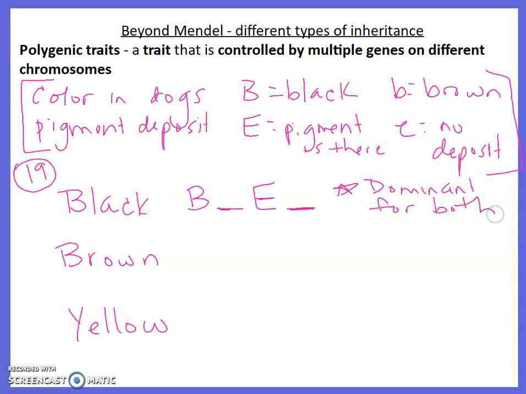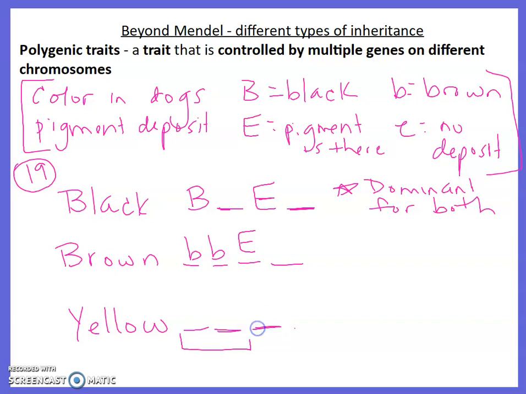Okay. For the brown, you have to have lowercase b because it's the recessive trait, and then you have to have the capital E. So you need to have the recessive and then the capital E in order for the pigment to actually be deposited so that you can see it. For the yellow lab, the color doesn't matter what it is. It can be dominant, it can be recessive, it can be heterozygous, it doesn't matter.